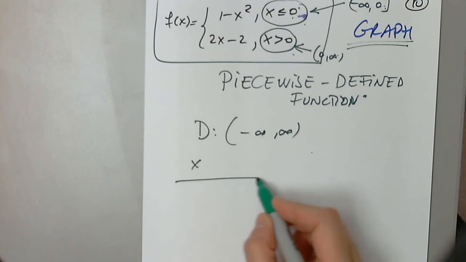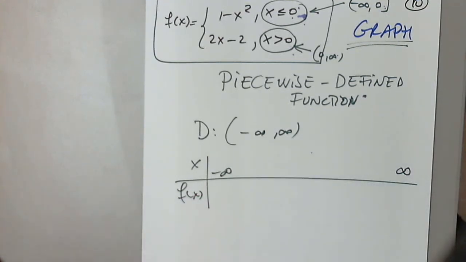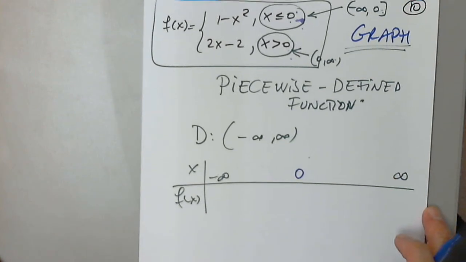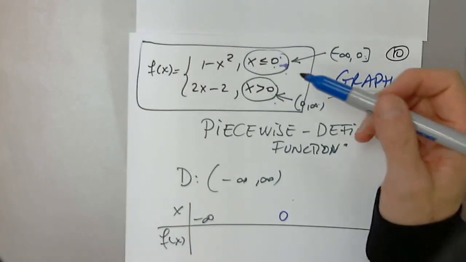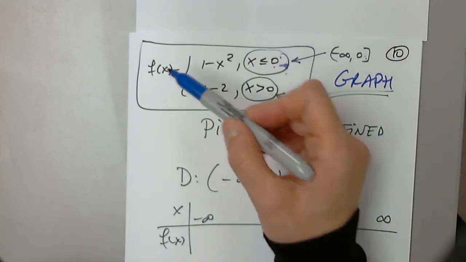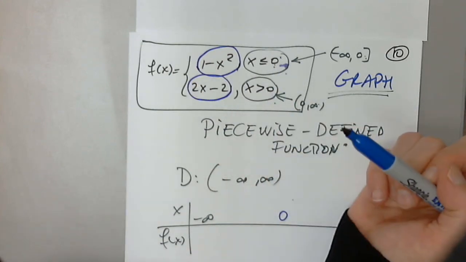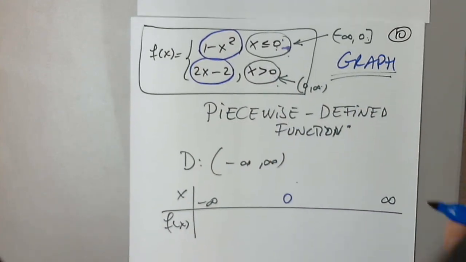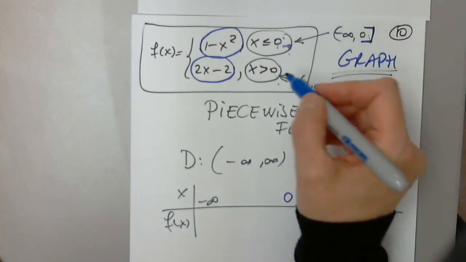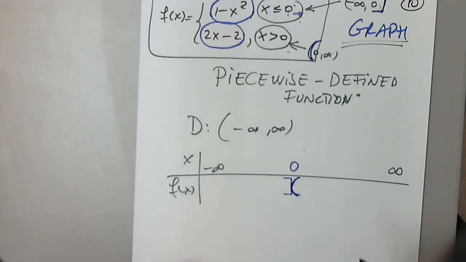Let's create a table. Which is the key value of x here that is very important? 0. Yes. How come that 0 is so important? 0 will always be in the table, but here it's also the key value because this function changes from this to this at x equals 0. See this bracket? See this parenthesis? I'm going to copy these and touching right under 0.